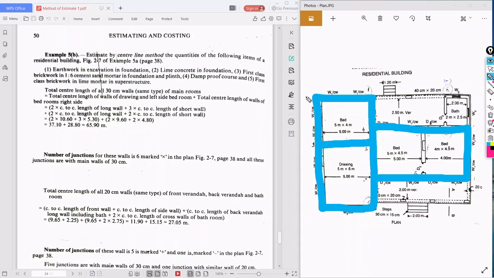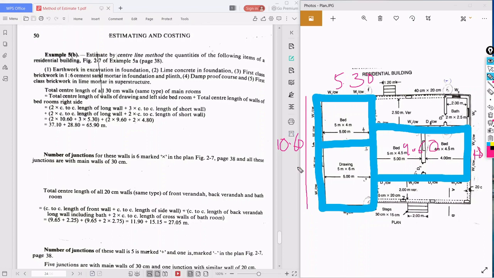Okay, so this is the total center line length here: 6 plus 4 is 10, so 10.60. Okay, here what is the length? 5.30. Okay, then this one, 9.60. That is 5 plus 4 is 9.3, plus 0.3 by 2, 0.3 by 2. And this one short wall is what? 4.80.